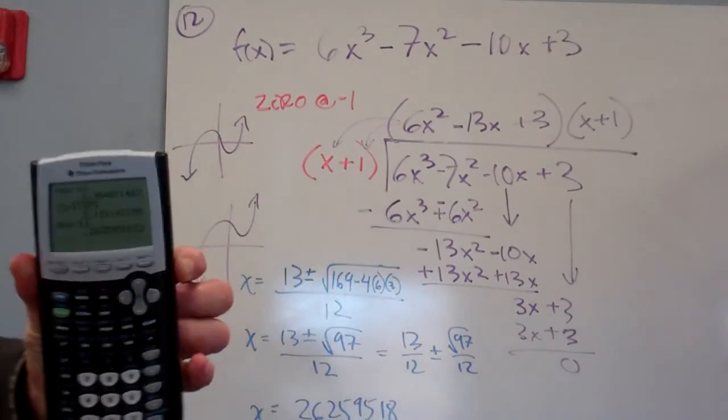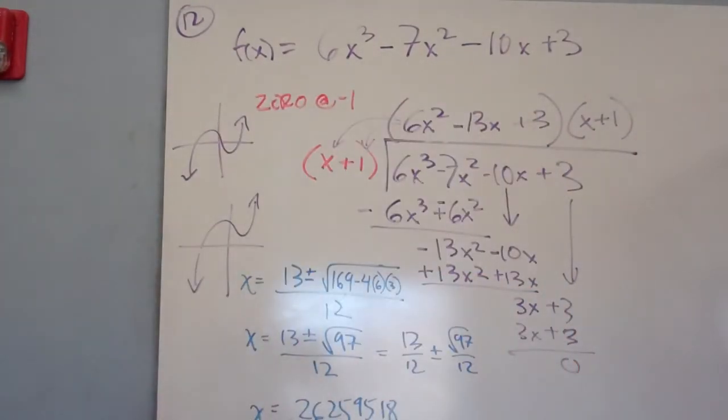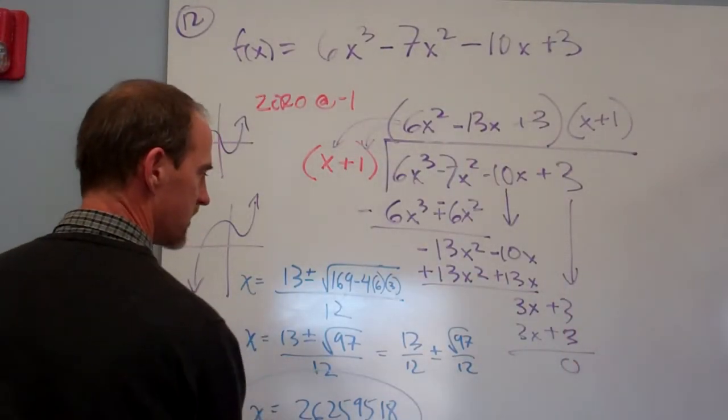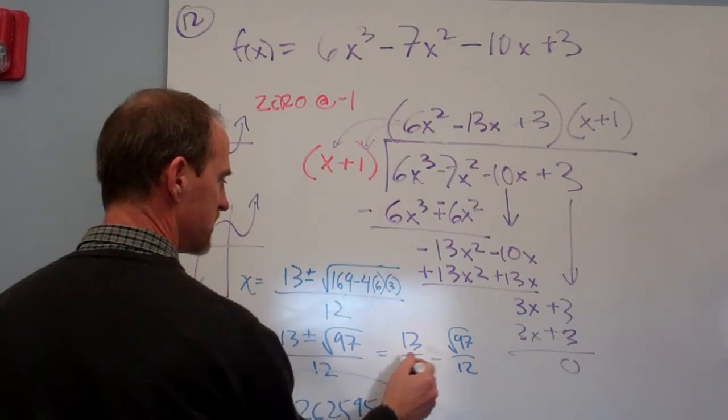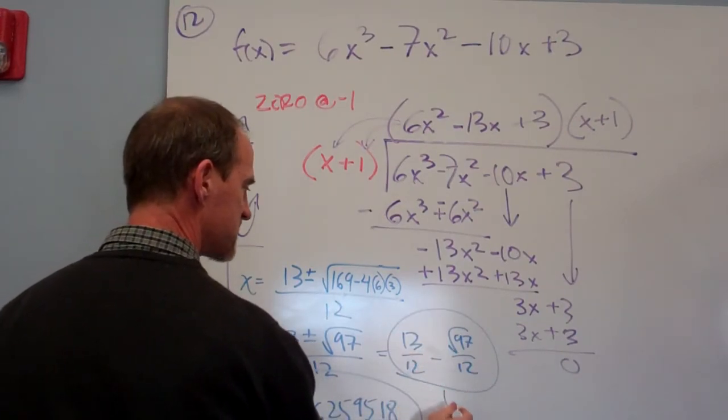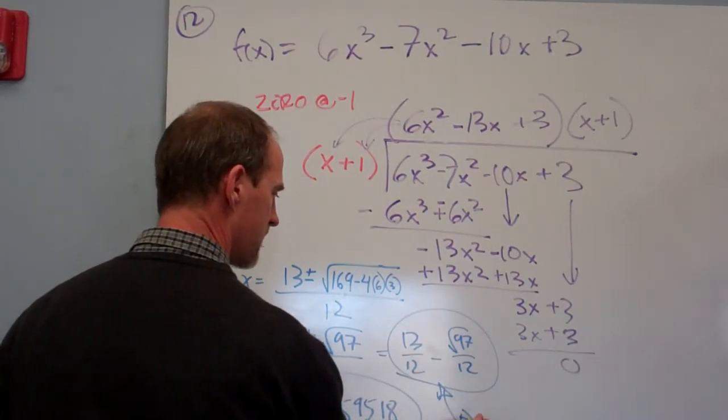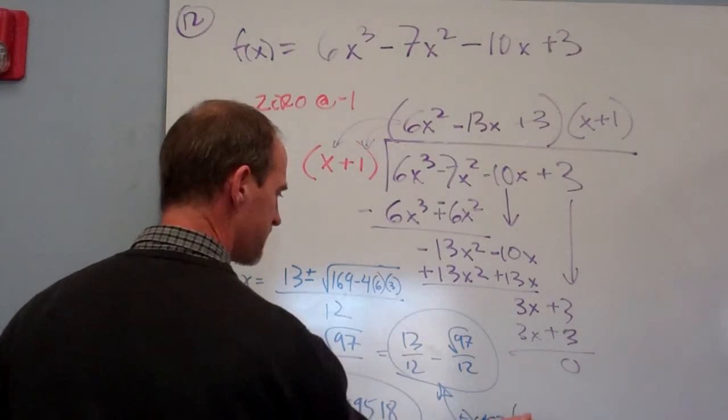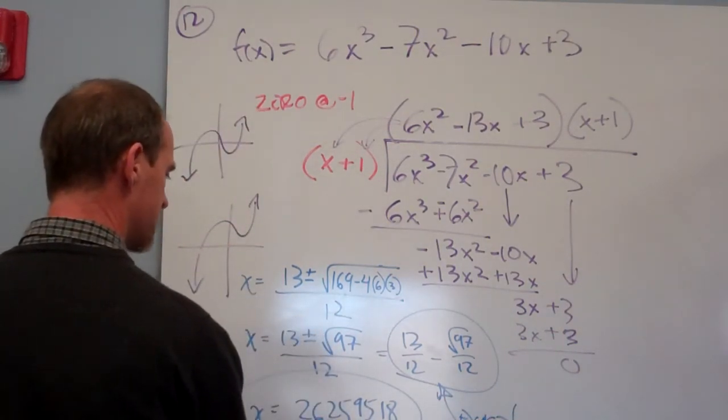0.26259518. Okay, so you'll see that that is the exact same decimal that I got right here when I did the minus version of this right here. So the difference is that this is exact. That is the exact answer, and this is only an approximate decimal.